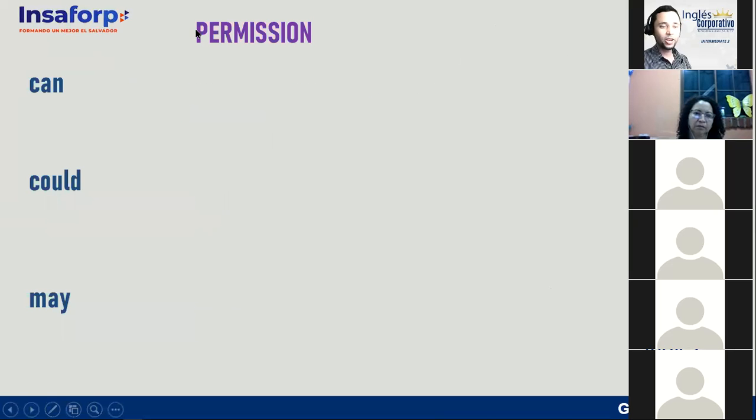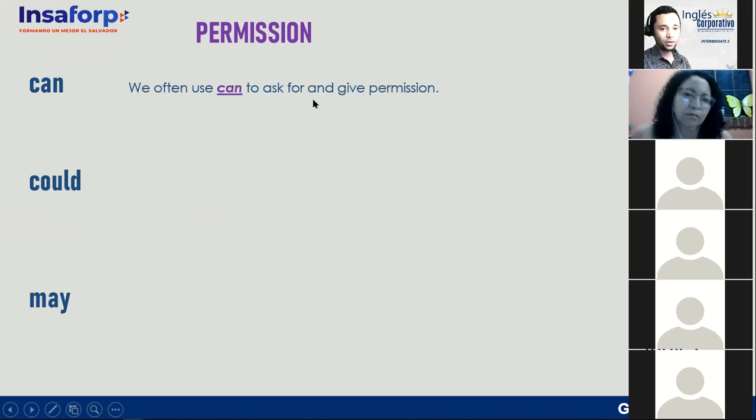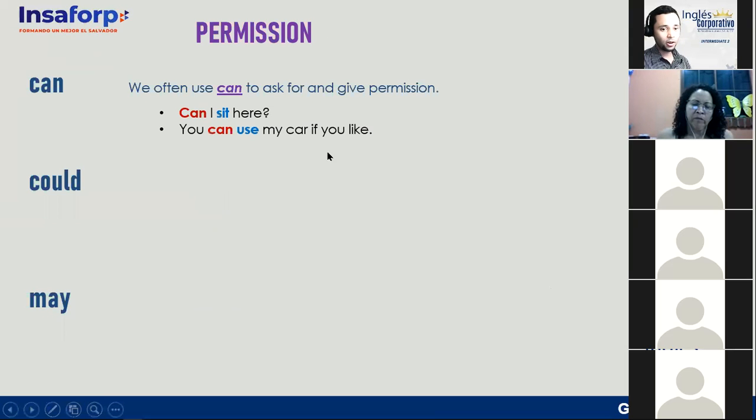Okay. Permission. You can use can for permission, to ask for and give permission. Example. Can I sit here? You can use my car if you like. Can I make a suggestion? You can also use could for permission.